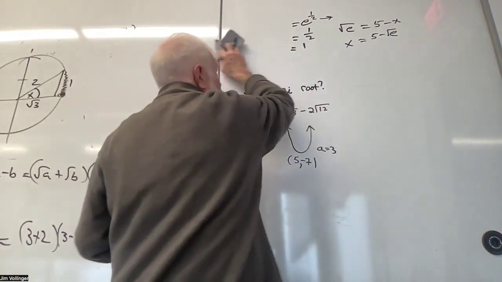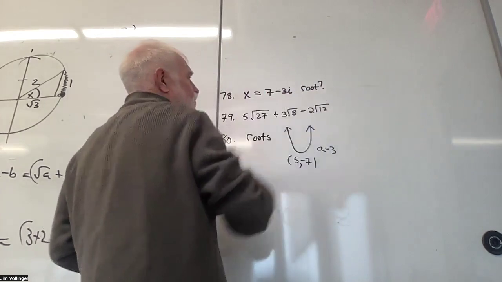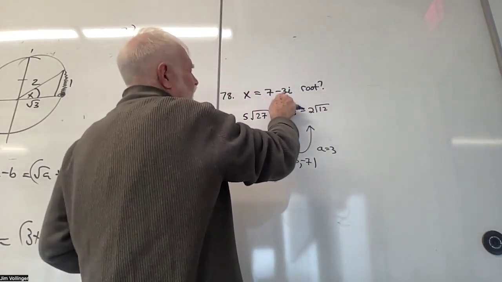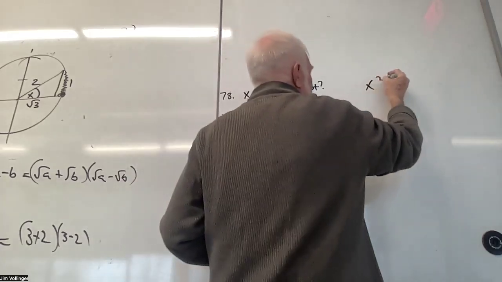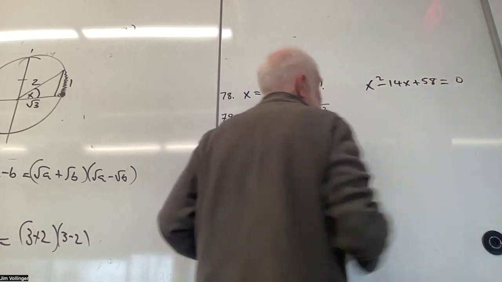7 minus 3i. I got to learn from my mistakes. Yesterday I made a very careless error. I forgot to square the 3. Mental math. I won't now. 49 plus 9 should be 58. So this should be x squared minus 14x plus 58 equals 0. But I made a careless mistake yesterday.